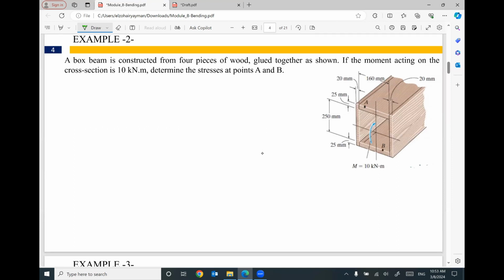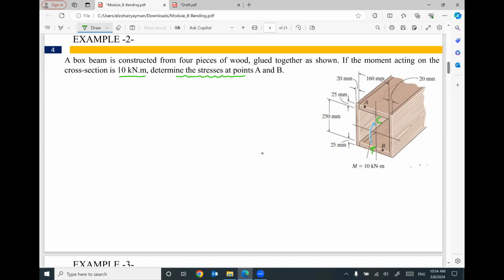In this example, we are given a box cross-section. A box beam is constructed from 4 pieces of wood glued together as shown. The value of the moment acting on the cross-section is given, looks like this. So looks like we have tension at the bottom and compression at the top based on the given arrow. We are not looking for the maximum bending stress, but we have 2 points, point A and point B. So we are looking to figure out the bending stress values at these points.